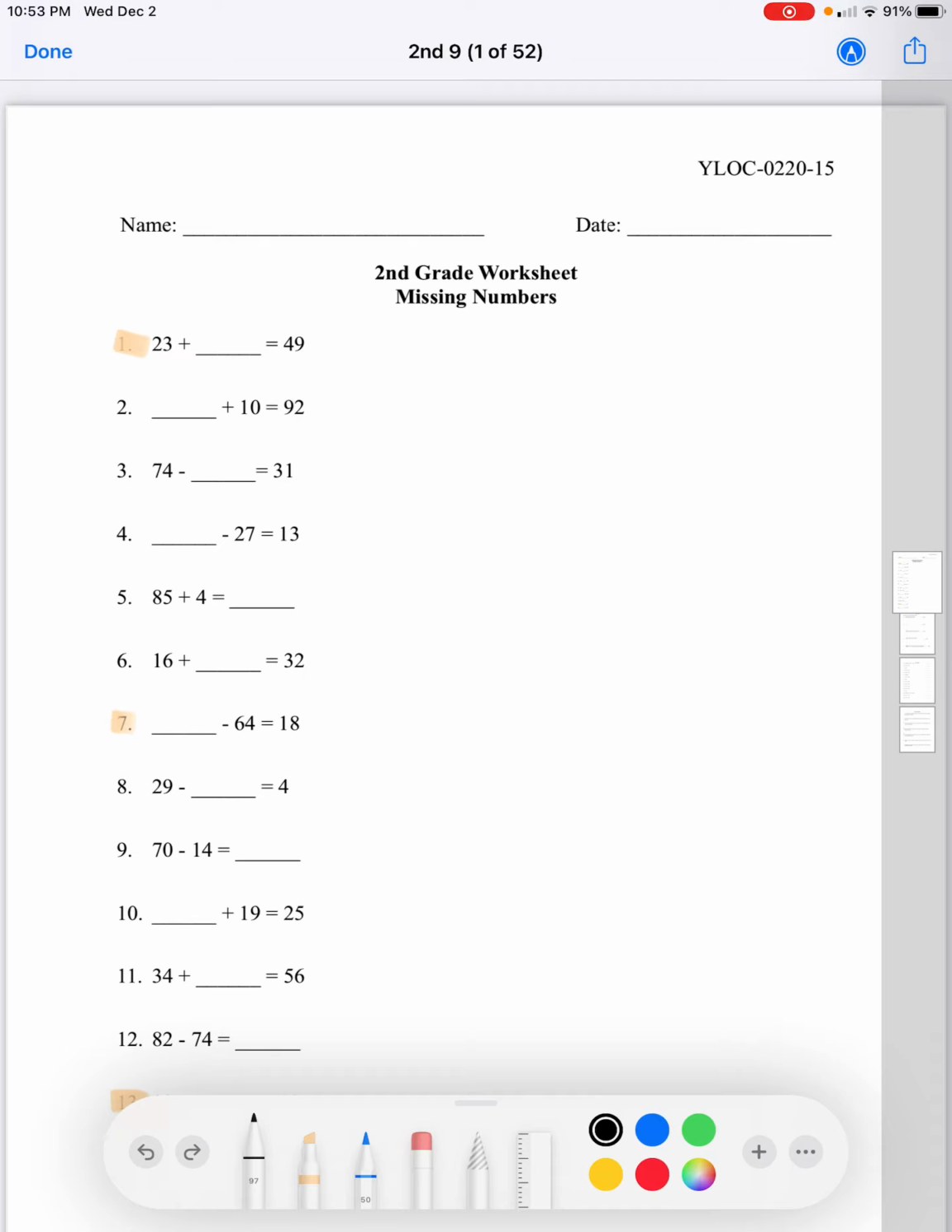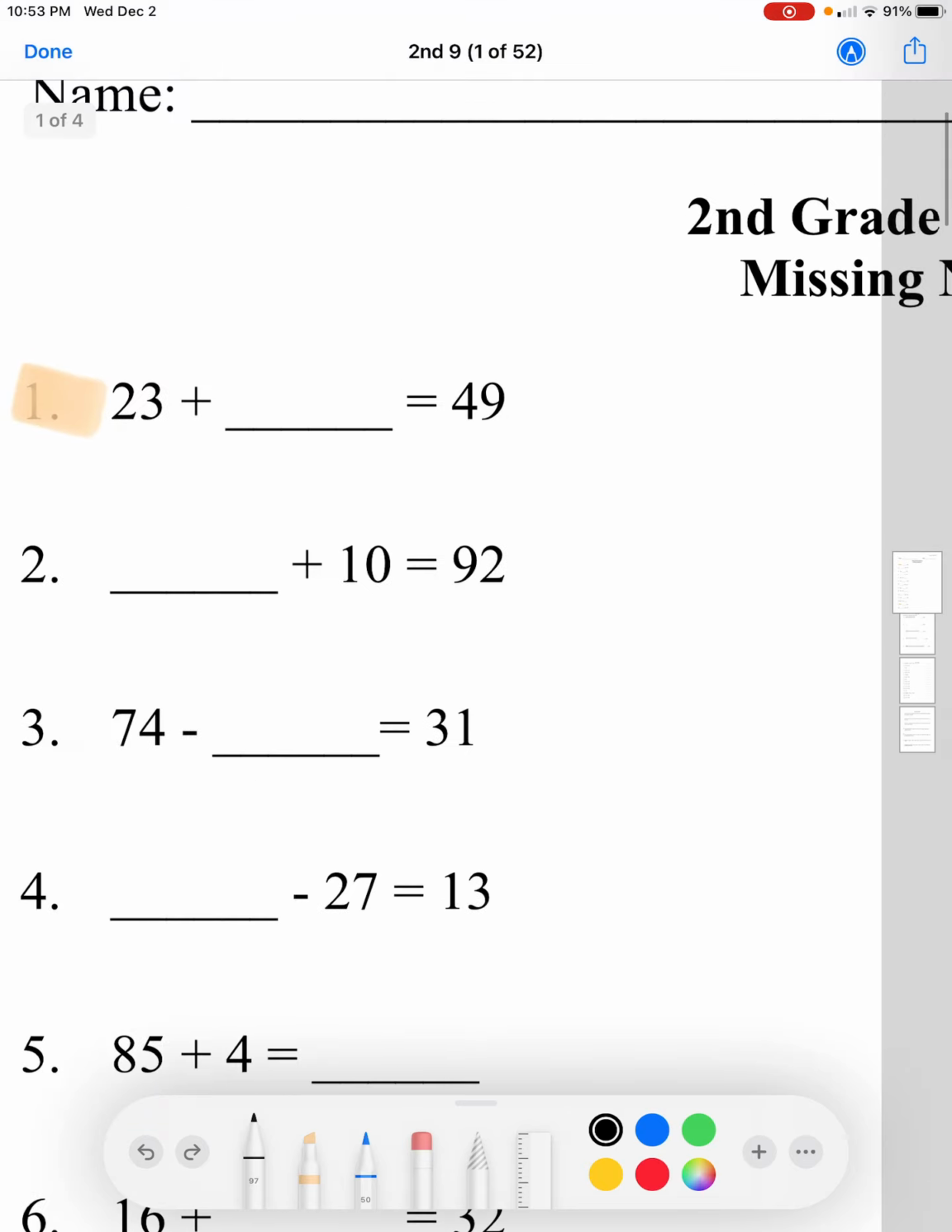So today we're going to be going over missing numbers. I'll start with our first example. It's number 1. We have 23 plus blank equals 49. So what this is telling us is that our end value is 49.